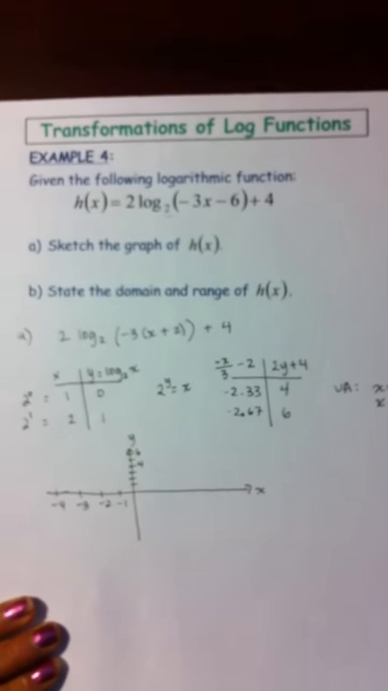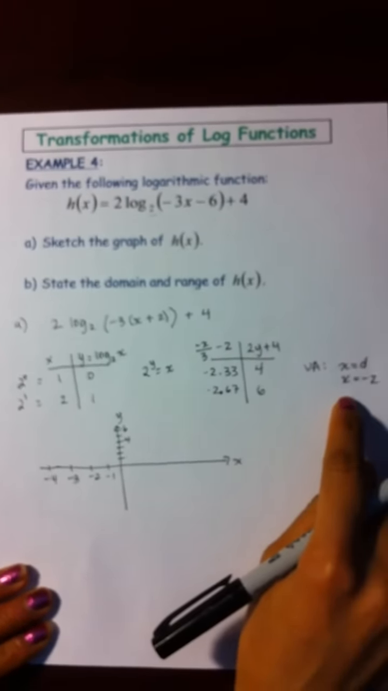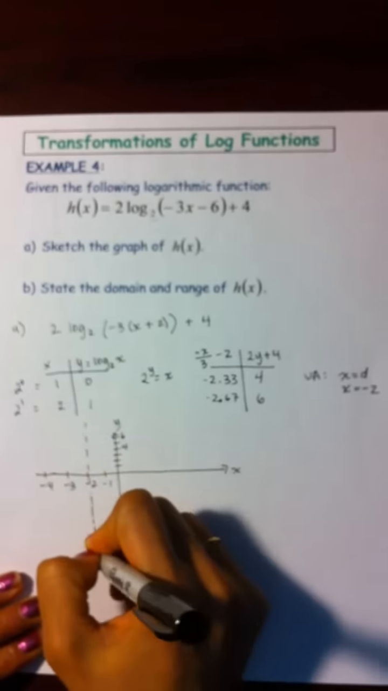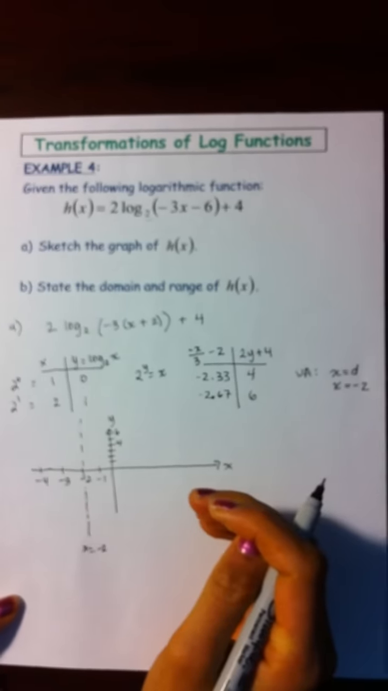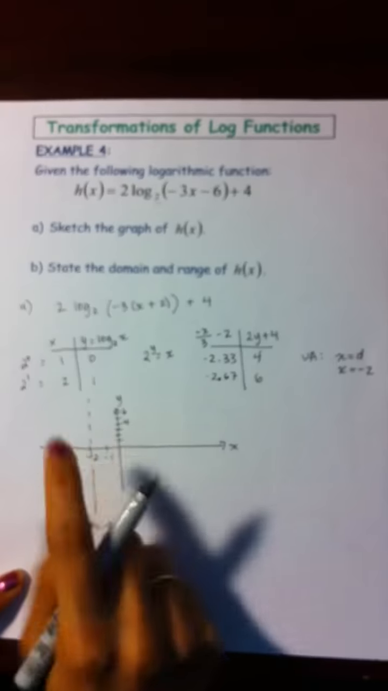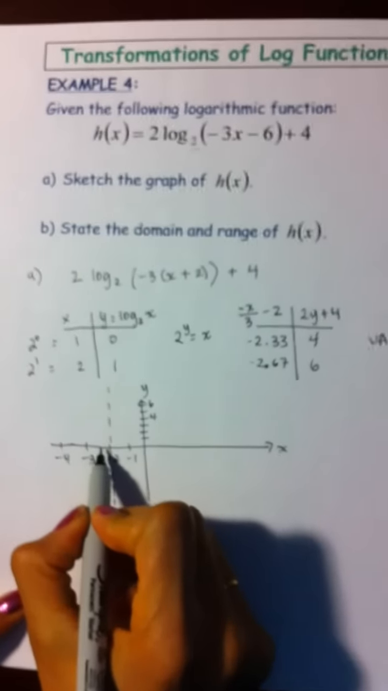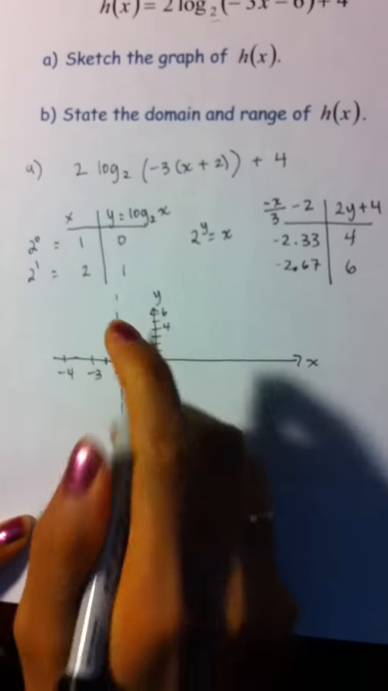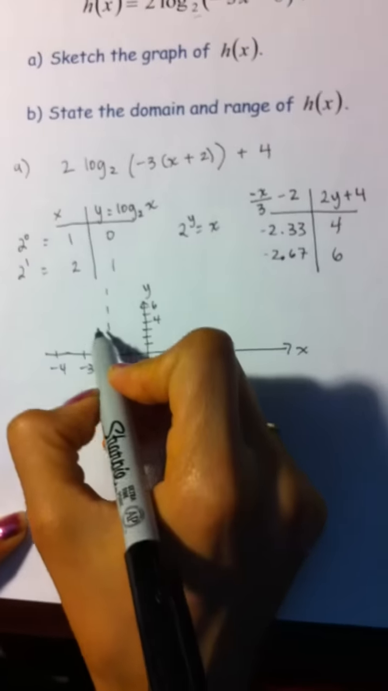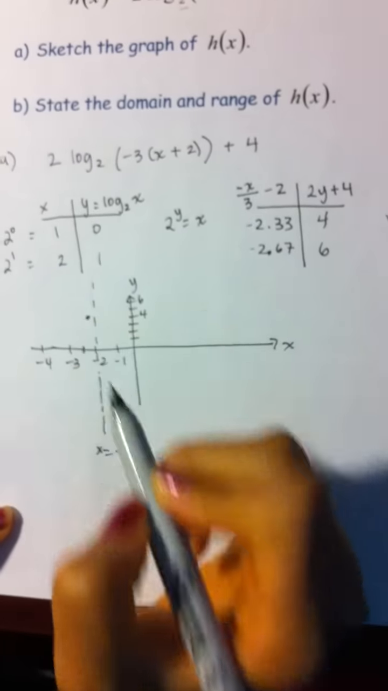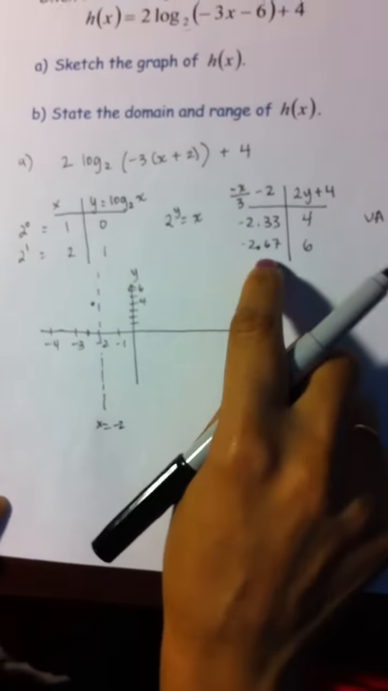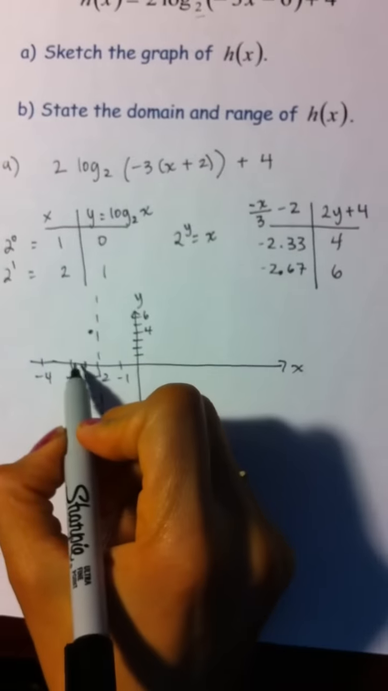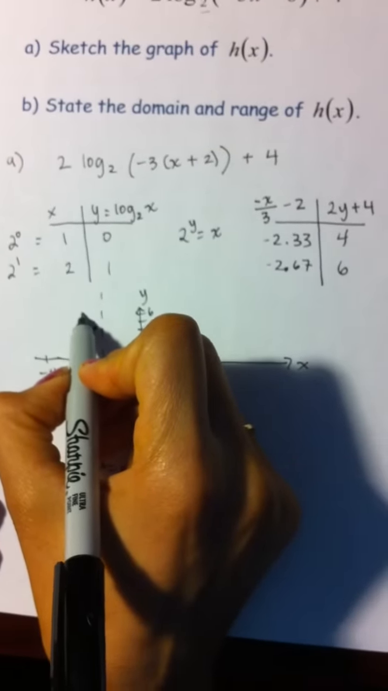Just going to draw my key points. Start off by drawing my vertical asymptote, which is x equals negative 2. And just plotting my key points now. So I have negative 2.33 and 4. Negative 2.33 is a little bit closer to negative 2 than negative 2.5 is. You don't have to be very precise, but do approximate your values. And the next one is negative 2.67, which is going to be towards the left-hand side of negative 2.5. So negative 2.67 and 6.